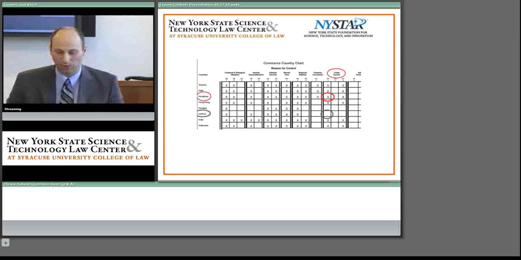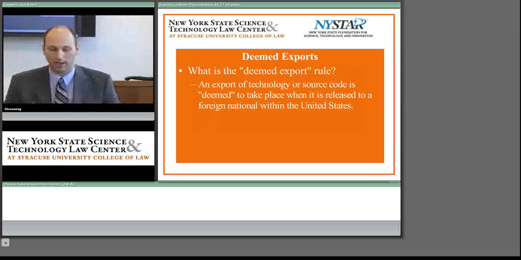And so if we wanted to export a polygraph machine to Honduras, we look under CC1 and we see an X in the box. So we will require a license from BIS for that transaction. If we wanted to ship that same polygraph machine to Iceland, there's no X in the box on the country chart, and we could proceed without a license from BIS.